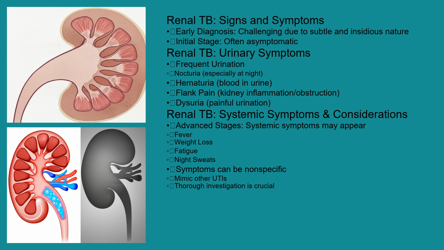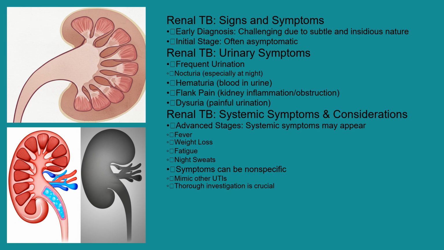TB. The signs and symptoms of renal TB can be subtle and insidious, often making early diagnosis challenging. Many patients are initially asymptomatic, meaning they experience no noticeable symptoms. As the disease progresses, symptoms may include frequent urination, especially at night, a condition known as nocturia. Blood in the urine, or hematuria, is another common symptom. Pain in the flank, the area between the ribs and hip, can occur due to kidney inflammation or obstruction. Some patients may experience dysuria, or painful urination.